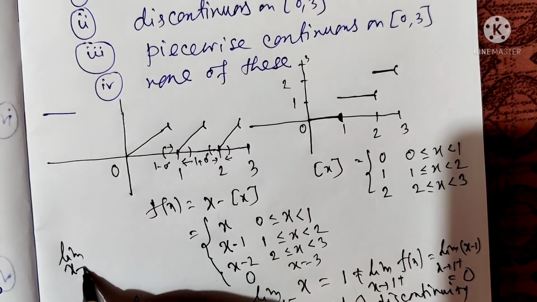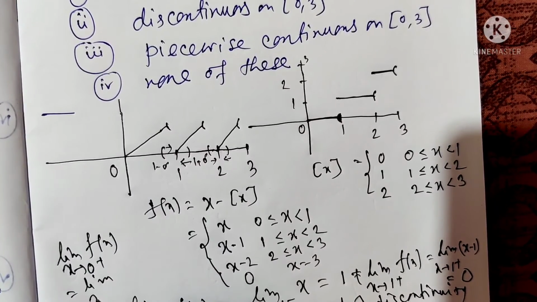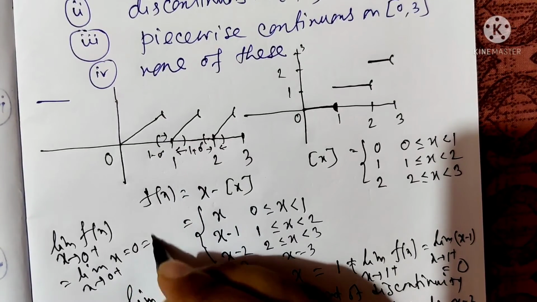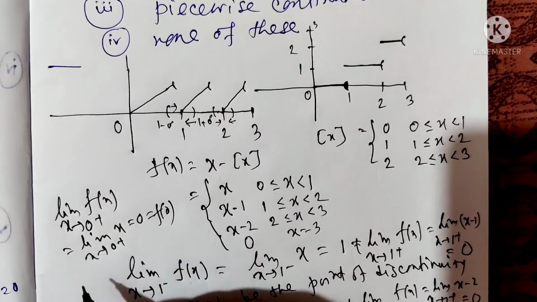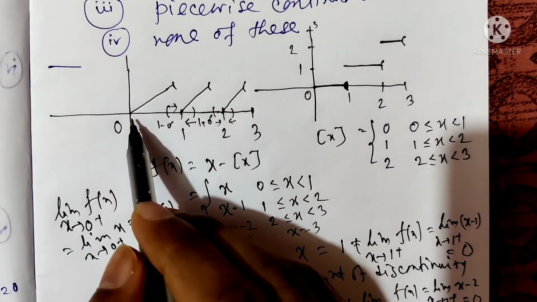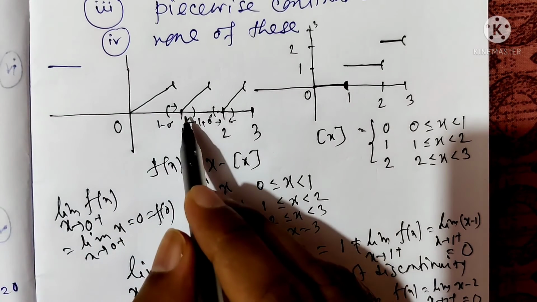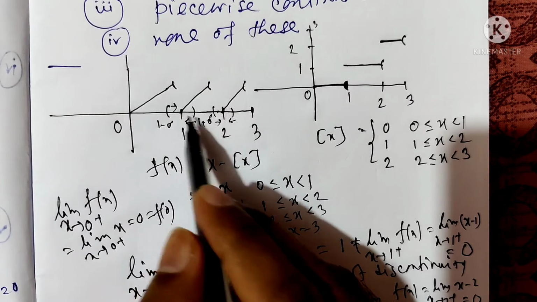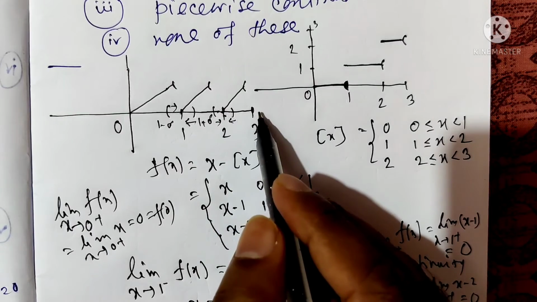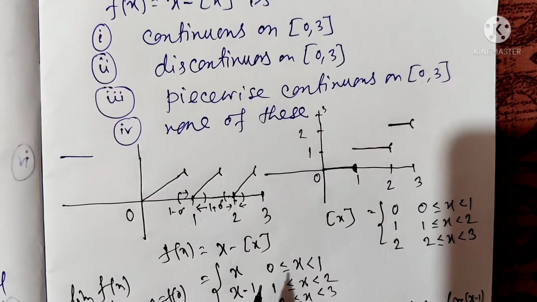Limit x tends to 0 plus f(x), that equals limit x tends to 0 plus of x, that equals 0, that equals f(0). Therefore at x equals 0, this is continuous. So the function is continuous on the intervals closed 0 open 1, open 1 to 2, and open 2 to 3, and this type of function is called a piecewise continuous function.